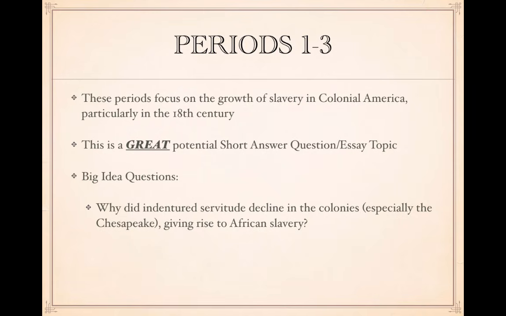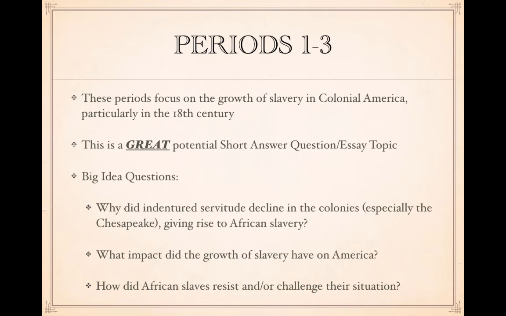What two colonies? Yeah, look at you, little genius. You know it's Maryland and Virginia. And why did that give rise to African slavery? What impact did the growth of slavery have on America? And how did African slaves resist and or challenge their situation? All very important questions you should be able to describe in detail when we're done with this.